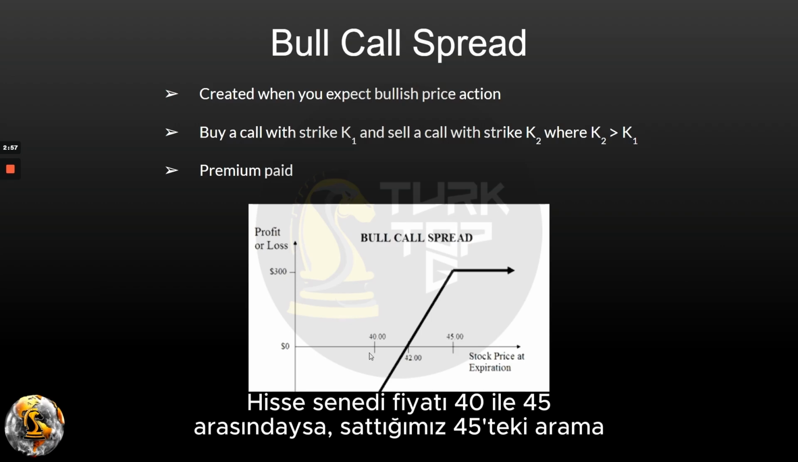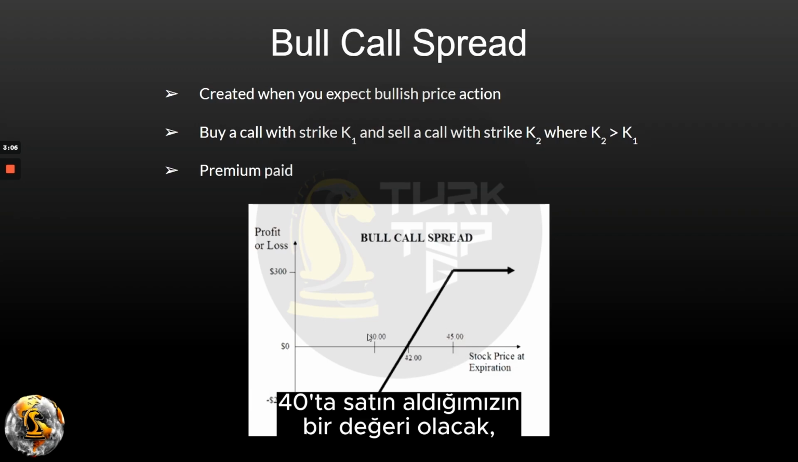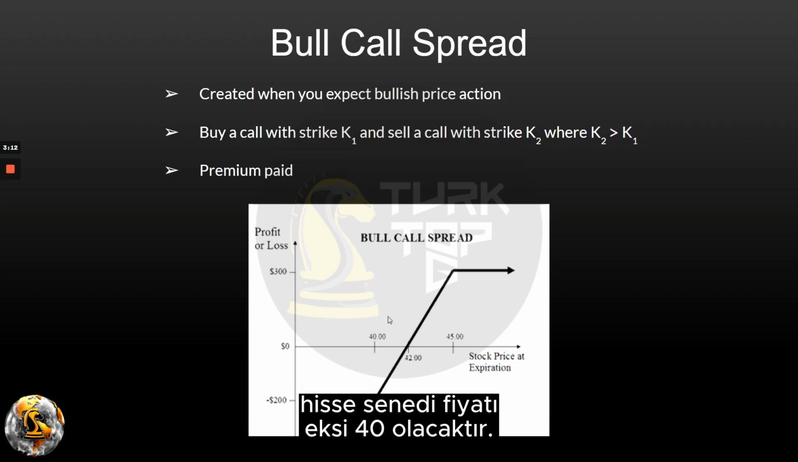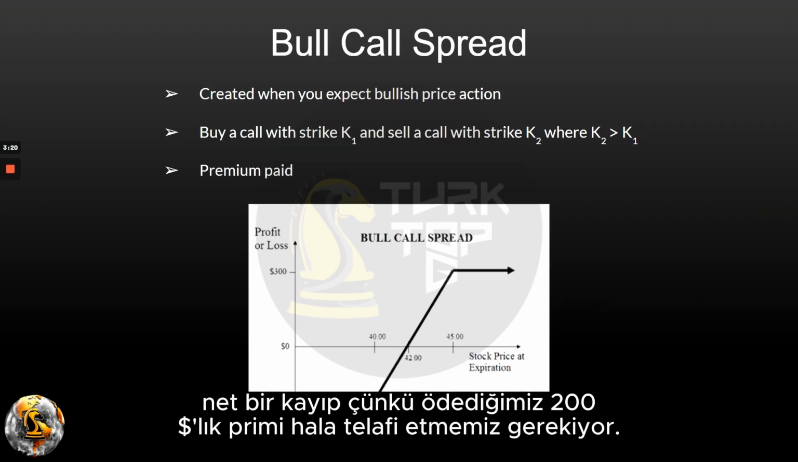If the stock price is between 40 and 45, the call at 45 that we sold will expire worthless. We don't have to worry about it. The one that we bought at 40, that will have some value. That value would be the stock price minus 40. So if the stock price is more than 42, we'll have some net profit. Otherwise, we would have a net loss because we still have to make up for the $200 premium that we paid.